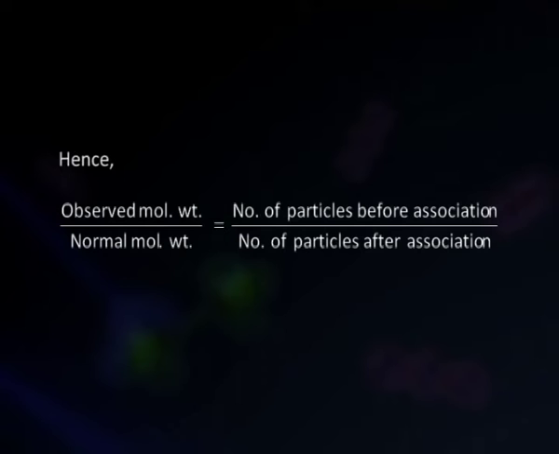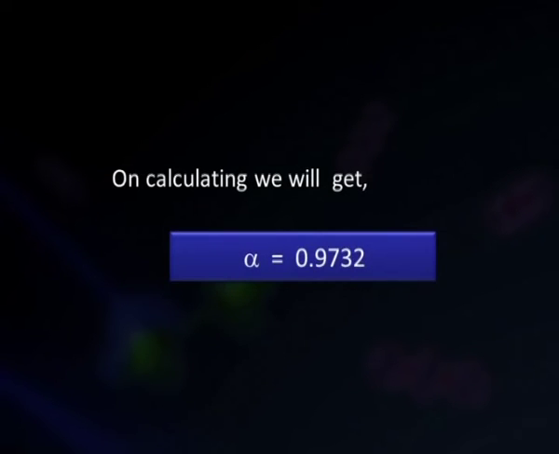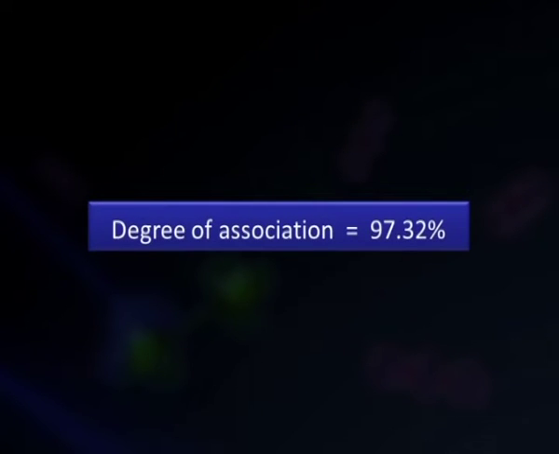As benzoic acid forms dimer in benzene, hence observed molecular weight upon normal molecular weight equal to number of particles before association upon number of particles after association. Therefore, 1 minus alpha by 2 equal to 122 upon 237.63, and on calculating we will get alpha equal to 0.9732, which we can say that degree of association of benzoic acid in benzene is 97.32%. Now we will discuss how to calculate the osmotic pressure if the mixture of two solutions is given.